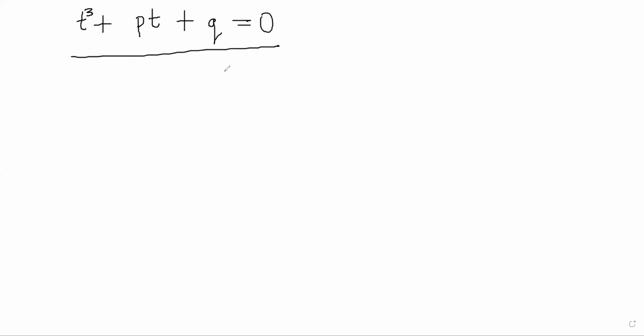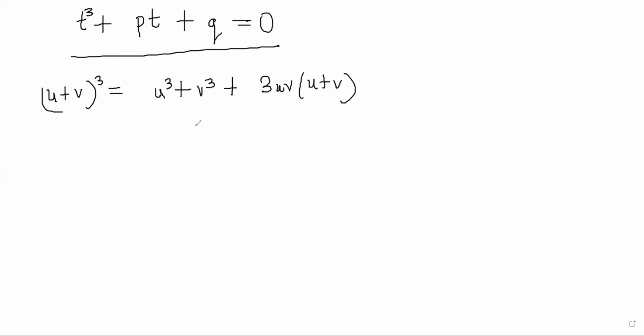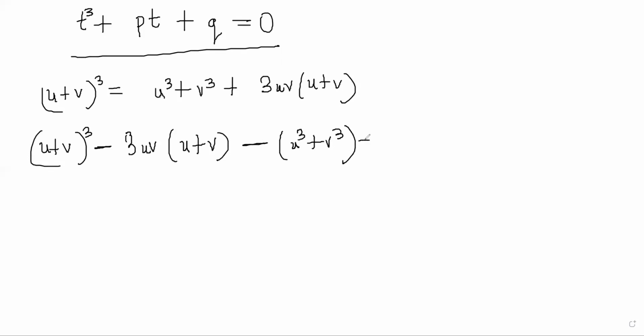So once you have this, what Cardano did was he thought of this identity: (u plus v) whole cube is equal to u cube plus v cube plus 3uv(u plus v), right? Now, this identity can be written like this: (u plus v) whole cube minus 3uv(u plus v) minus (u cube plus v cube) is equal to 0, correct? Now notice this equation carefully, and write it like this: t cube plus pt plus q is equal to 0, right?